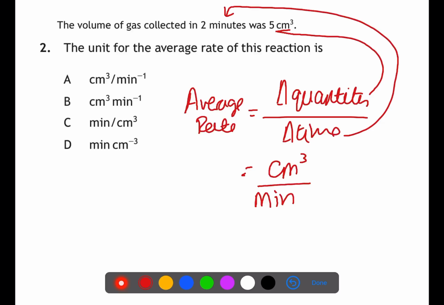Now you can give units in this format, but you'll see that none of the answers are in this format, so we need to change it. So we have centimetres cubed per minute, which is cm³ min⁻¹, giving the answer as B.